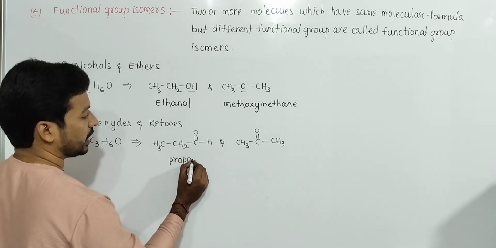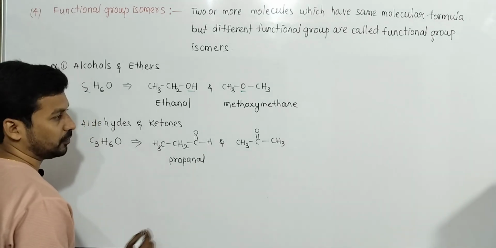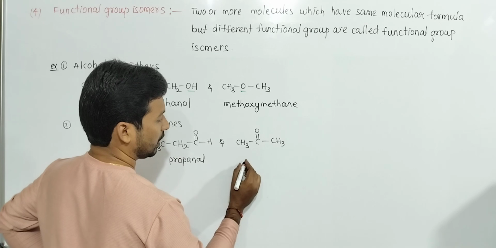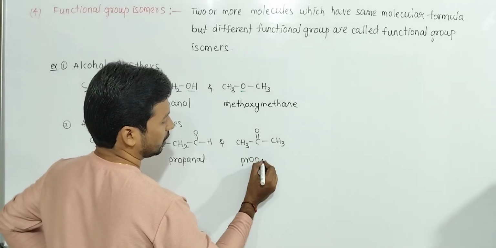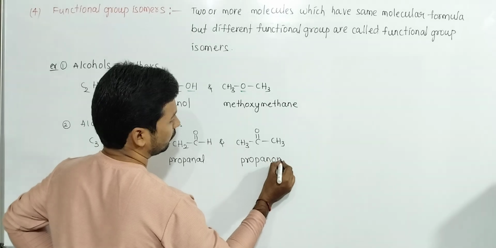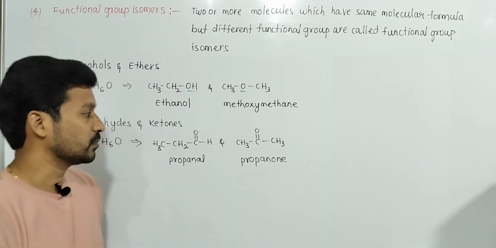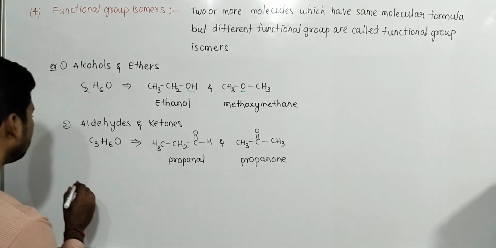Single bond: an. CHO functional group: al. Propanal. And CH3 C double bond O CH3 has 3 carbon atoms, so prop, single bond between the 3 carbon atoms: an, C double bond O functional group: one. Propanone. Propanal and propanone are functional group isomers. Molecular formula same, functional group different.